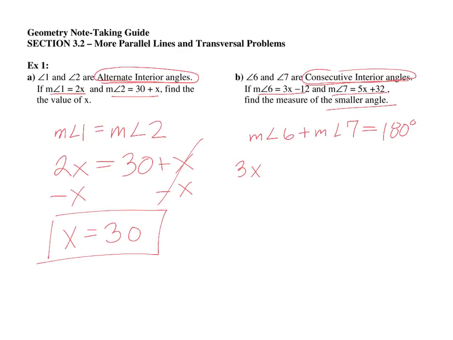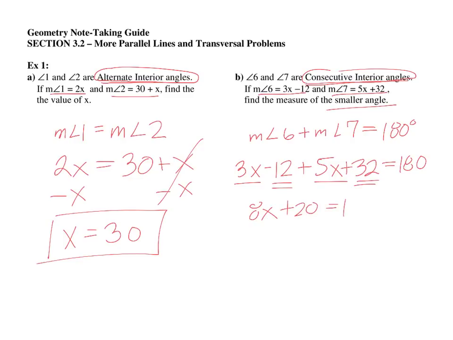And I have 3x minus 12 plus 5x plus 32 is equal to 180. So add like terms. I have 8x, then plus 20 is equal to 180. Subtract 20. 8x equals 160. Divide by 8, and x is equal to 20.